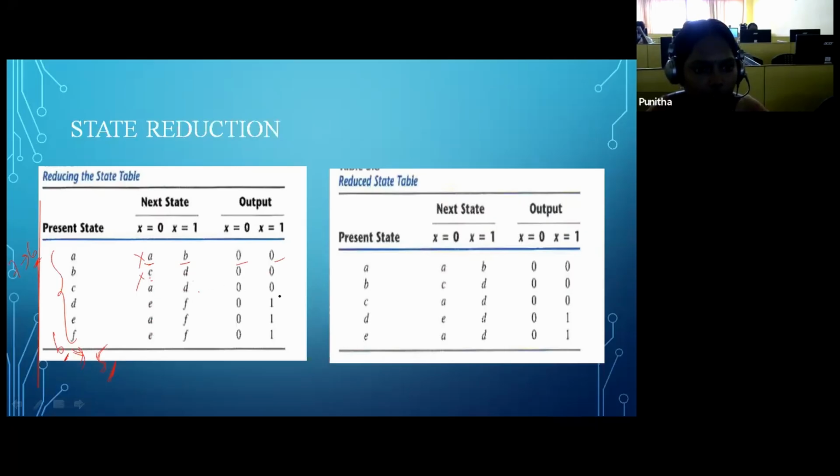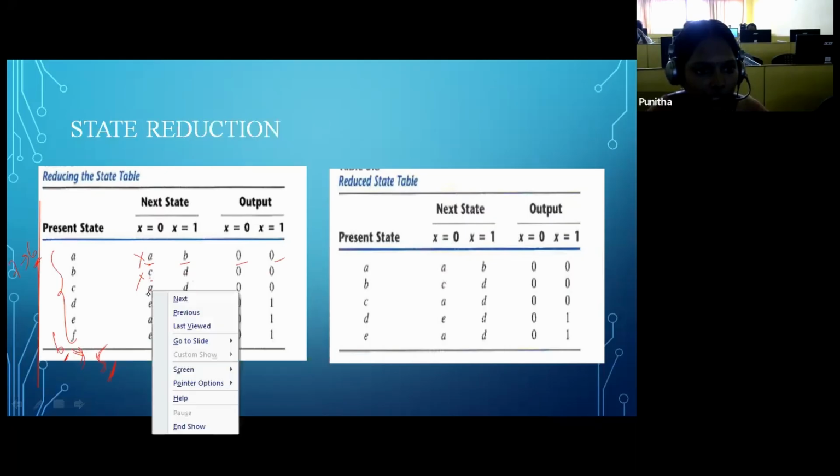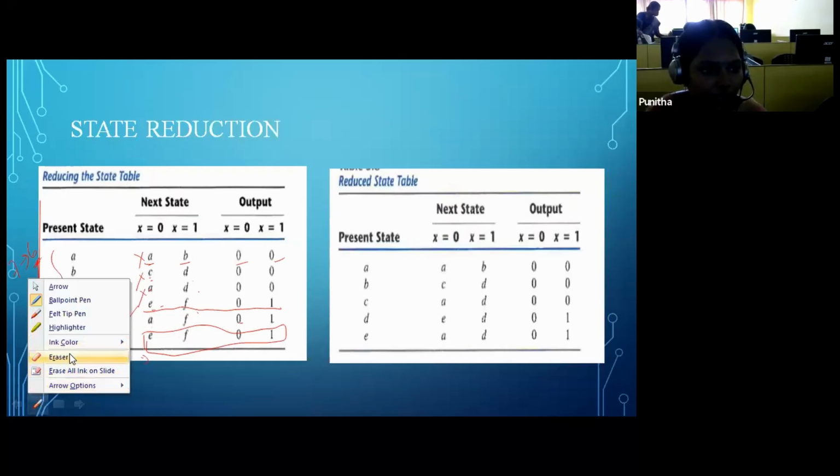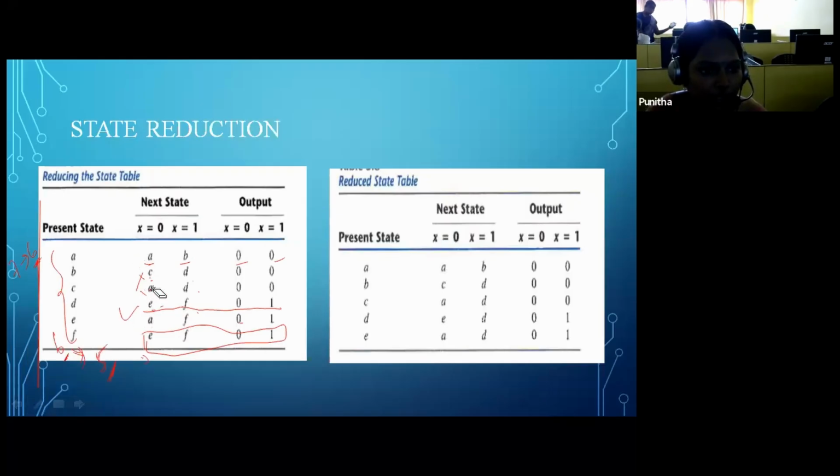Is AD 0 0 present or not? I need to check. AD is not present. Then I'm going to check EF, on this line EF 0 1. Is EF 0 1 present in this line? Yes, it is present, so this is repeating. Next AF: I'm checking AF 0 1, and in the next line AF 0 1 is not present. So I have checked whether there is a repetition or not. Yes, I have seen the repetition.